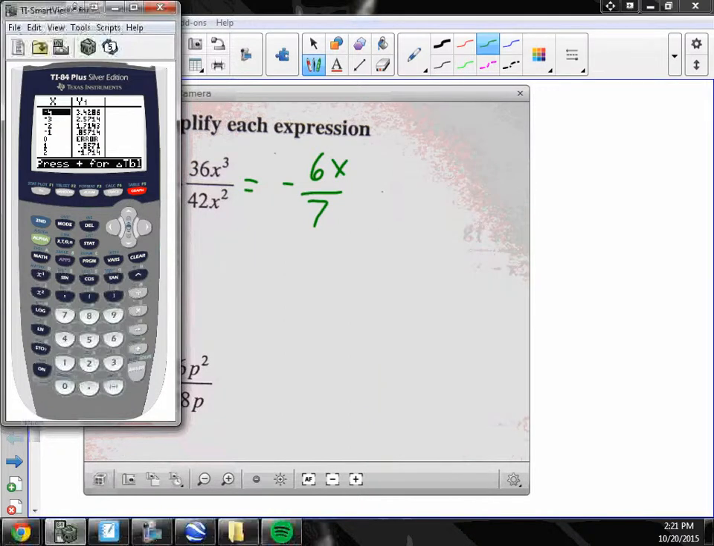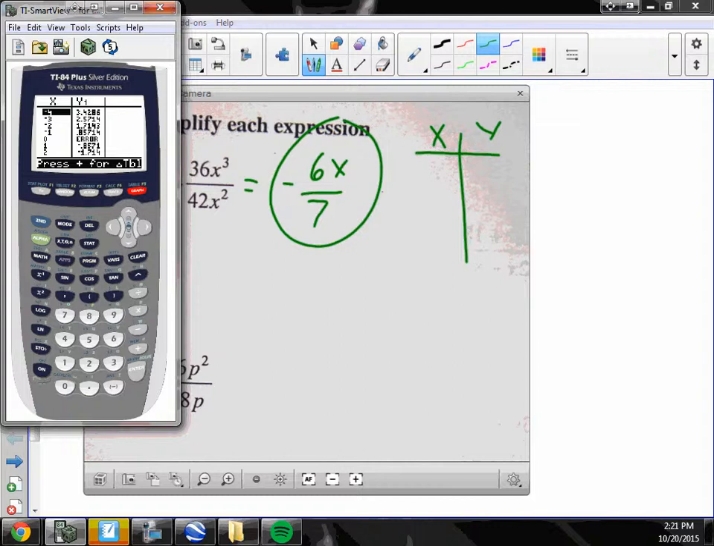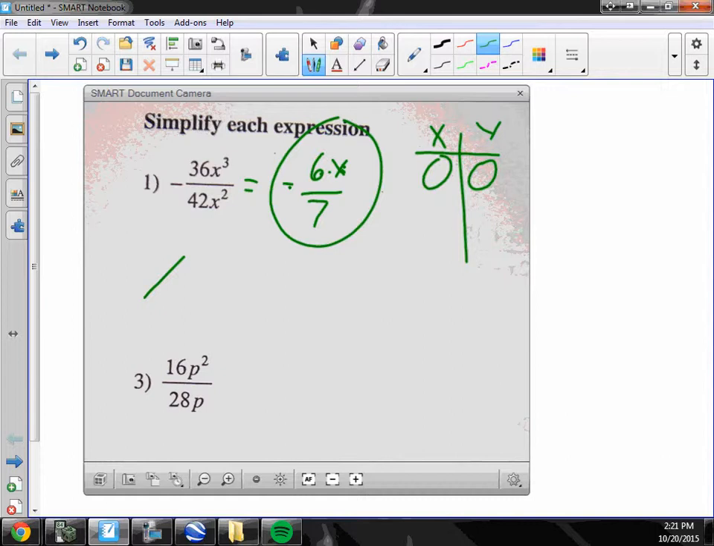There is a hole at 0. So in your graph, if I make a table, x, y, can I plug in 0? I plug in 0, 6 times 0 is 0, negative 0 is still 0, divided by 7, 0. In my equation, can I put a 0 right there? No, why not? 42 times 0 is 0, and you can't divide by 0 because it's infinity.